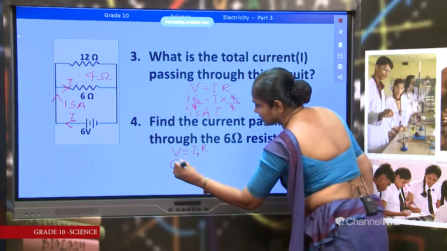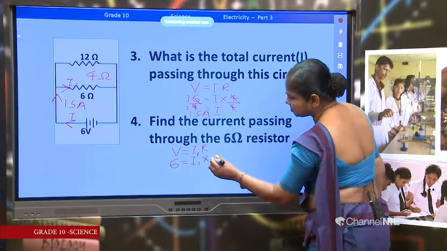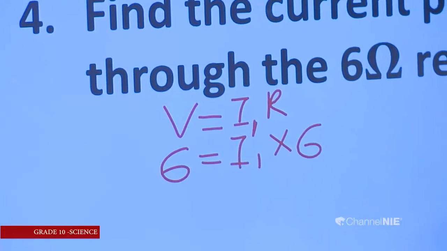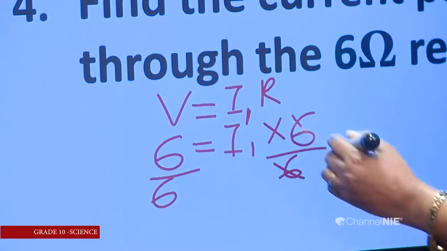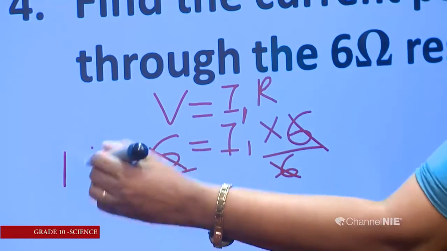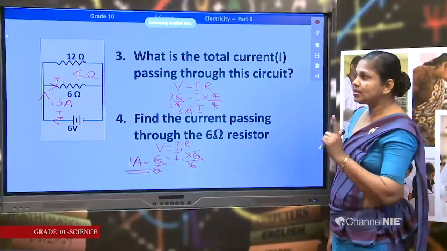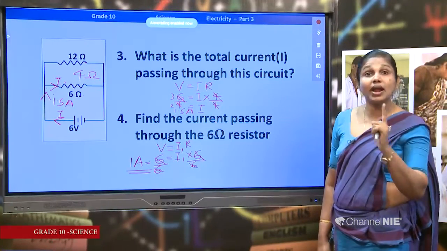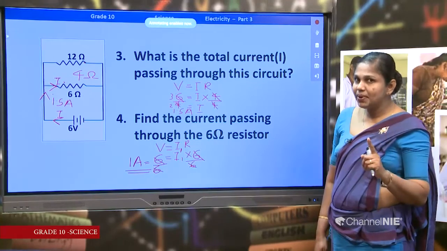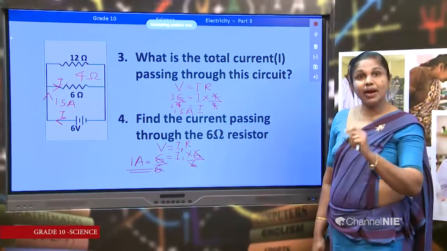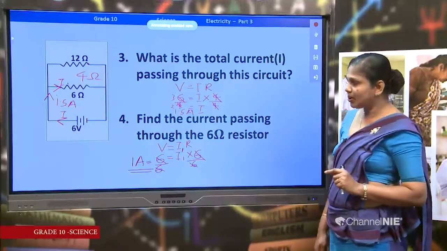Here V is 6, then we don't know I1. R we know, that is 6 ohm. Then when you isolate I here, both sides must be divided by 6. Then you get I as 1 ampere. The current passing through the 6 ohm resistor is, children, 1 ampere. Then the total current is 1.5. If the total current is 1.5, then what should be the current passing through the other resistor? The 12 ohm resistor must be 0.5. Okay, right.